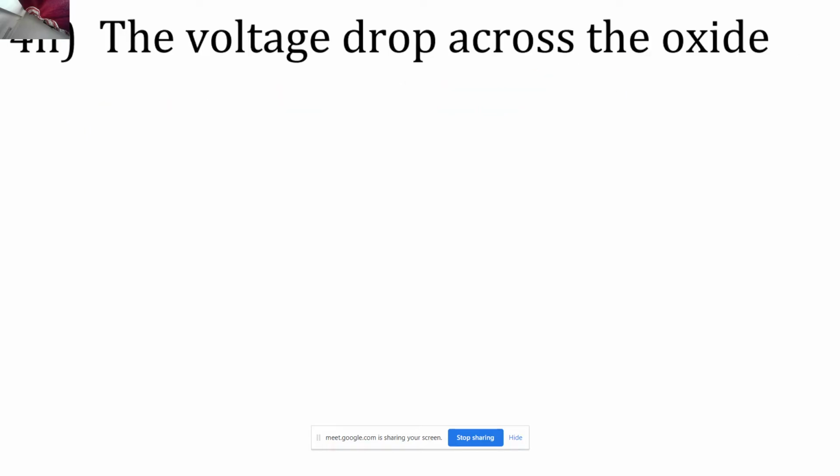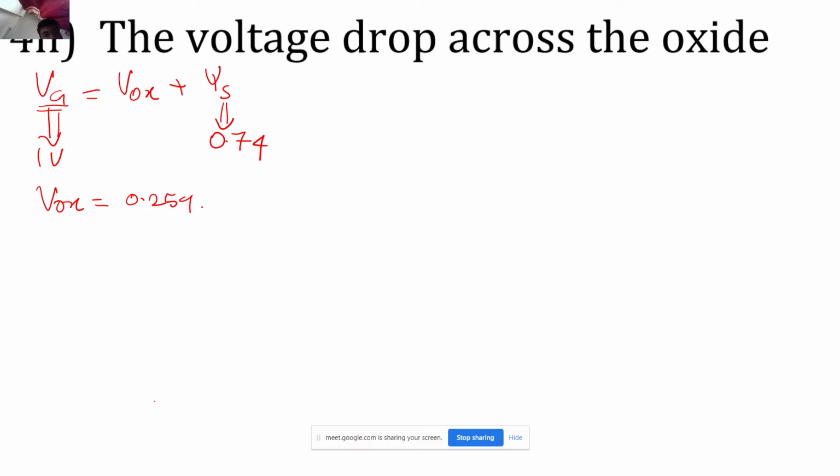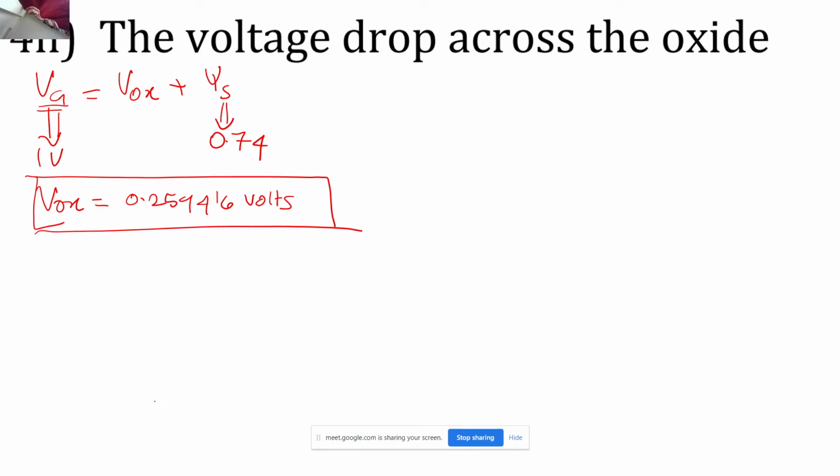So what they are asking me now is to calculate the voltage drop across the oxide. See, how can I calculate the voltage drop across the oxide? I know Vg, right? This gate voltage that I am applying should be equal to the sum of the drop across the oxide and the surface potential, right? So the surface potential value we had calculated, it's 0.74, and Vg is 1 volt, right? So just by subtracting, you will be getting the value of Vox, which will be nothing but 0.259416 volts, correct? I hope this question was clear.